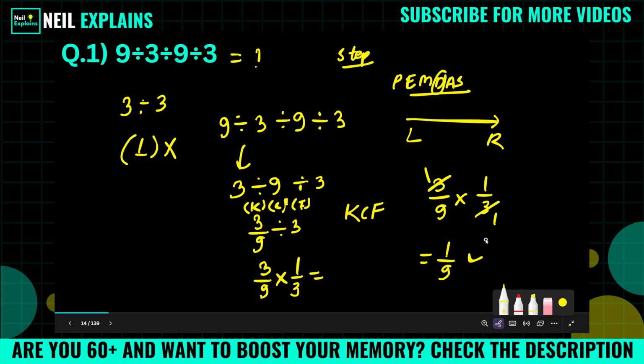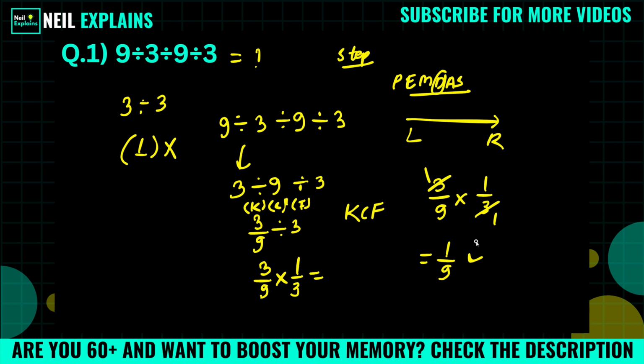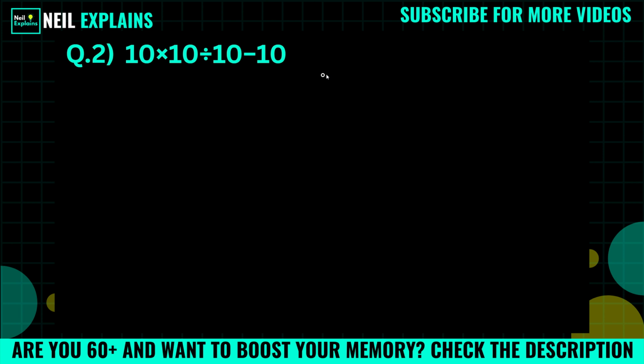So comment your answer. And coming to the next question, here what we have, 10 into 10 divided by 10 minus 10. Pause this video and comment your answer. I will solve step by step, but try to solve by your own.